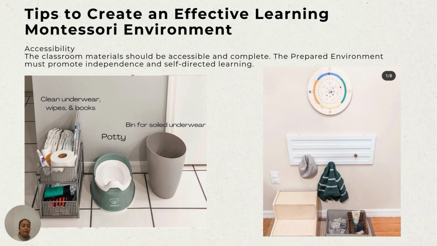A small step stool to get up and wash their own hands. Accessibility is the key. Children should have accessible materials and they should be complete. Children should be able to practice independence and autonomy in the environment. Whether it is putting on their own shoes, the choices should be limited, one or two pairs of shoes, perhaps a hat, or if you live in a colder area, a jacket or whatever they need to go out. A small mirror so they can see themselves before they go out.